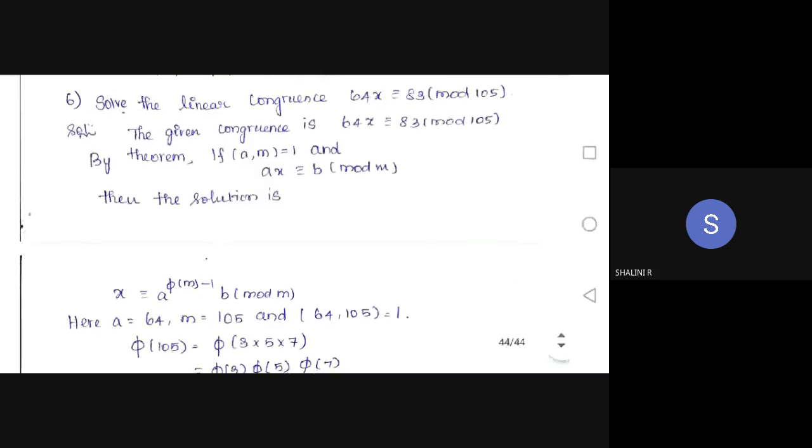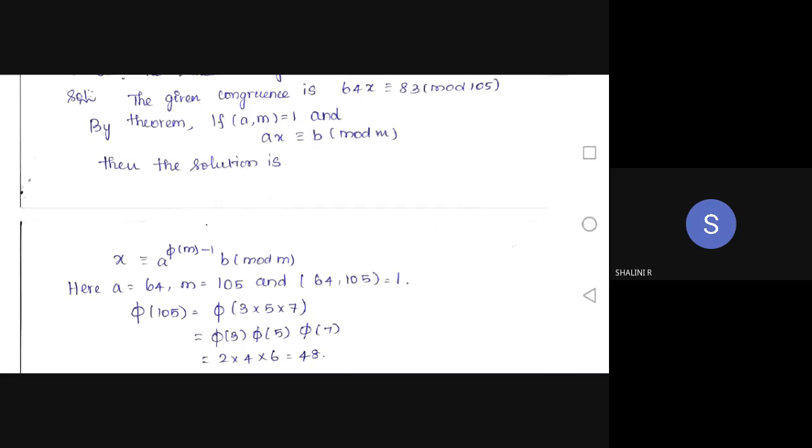So then we want the value of phi of 105. So 105 can be written as the product of distinct primes, 3 into 5 into 7. Since phi is a multiplicative function, we can write phi of 3 into phi of 5 into phi of 7. So 3, 5, 7 are prime numbers. So phi of 3 is equal to 3 minus 1, phi of 5 is equal to 5 minus 1, phi of 7 is 7 minus 1. So 2 into 4 into 6, that equals 48.